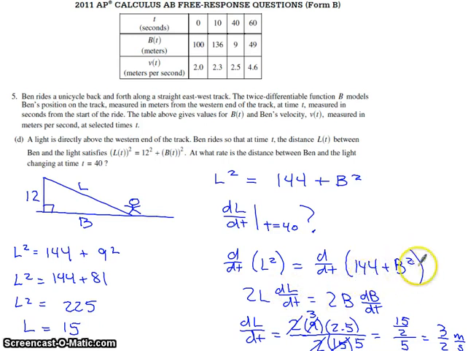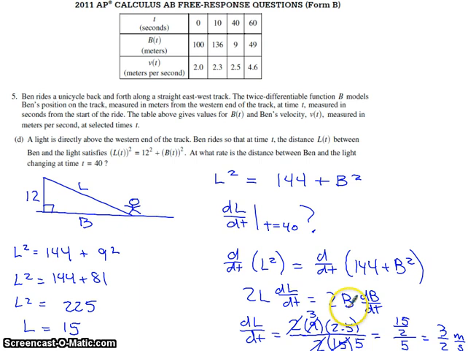And then the derivative of this is going to be similar to what we had on the left-hand side, because B is changing over time. This person's position from the west end of the track is changing as they move back and forth along the track. So I did the derivative of B squared, which was 2B, and then since B was a function of t, I had to finish the chain rule and multiply by the derivative of the inner function. Now I was ready to basically plug in some values and solve this for dL/dt.